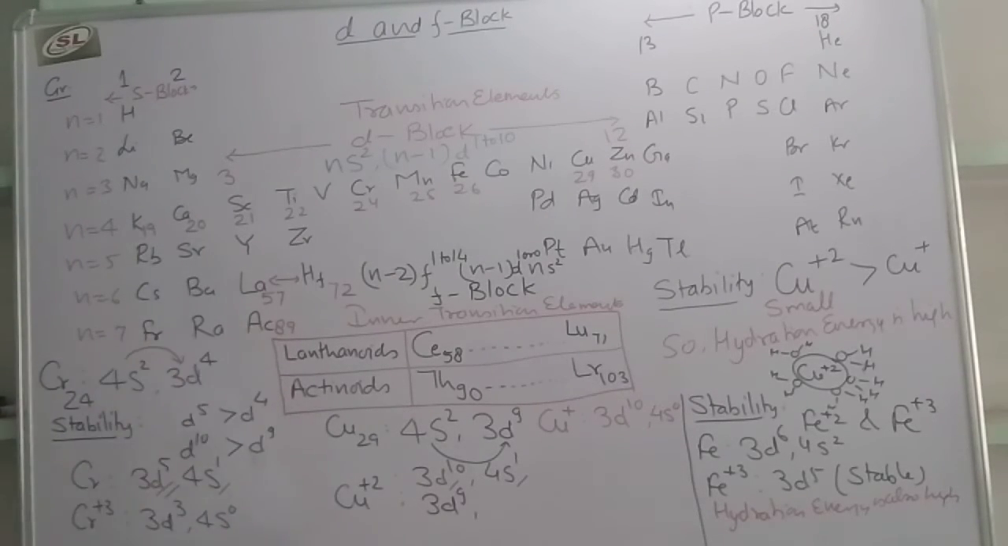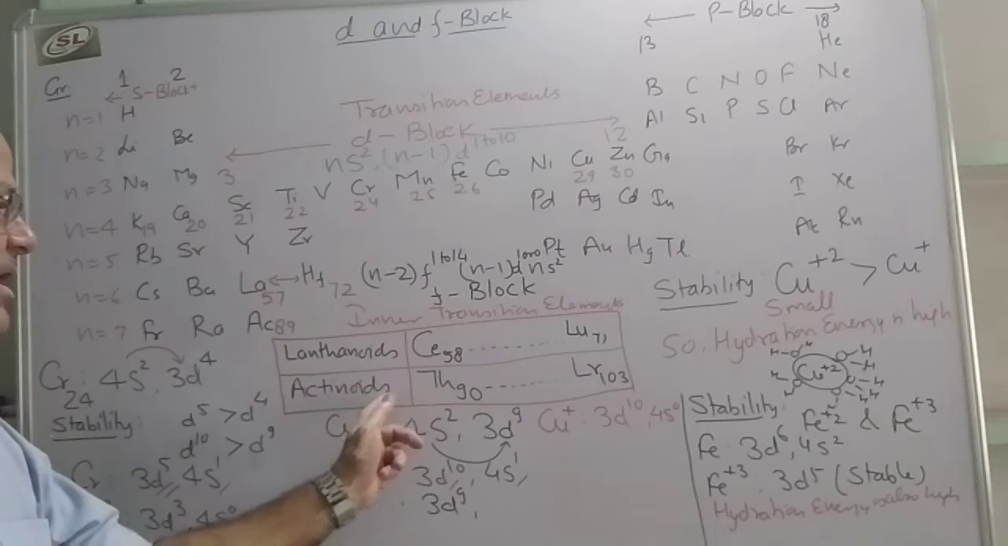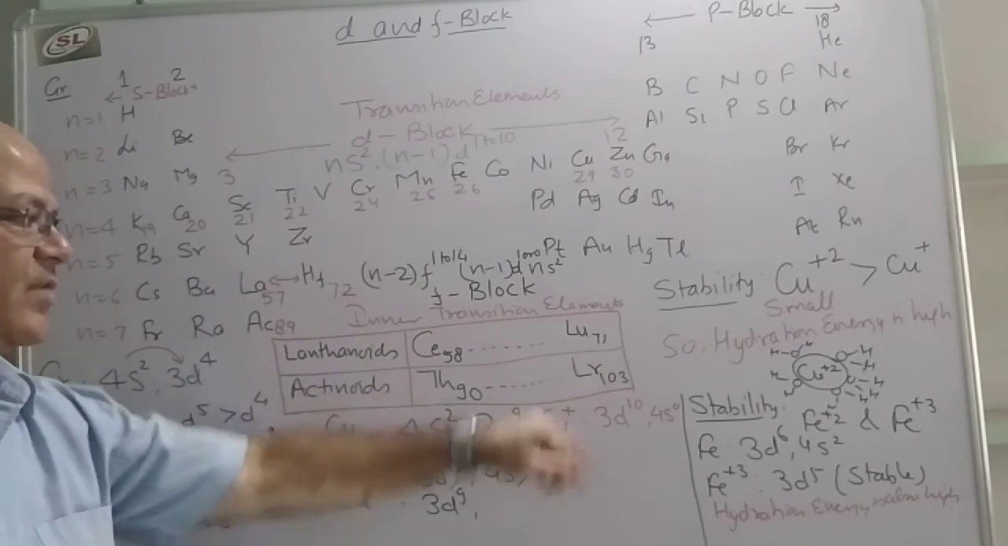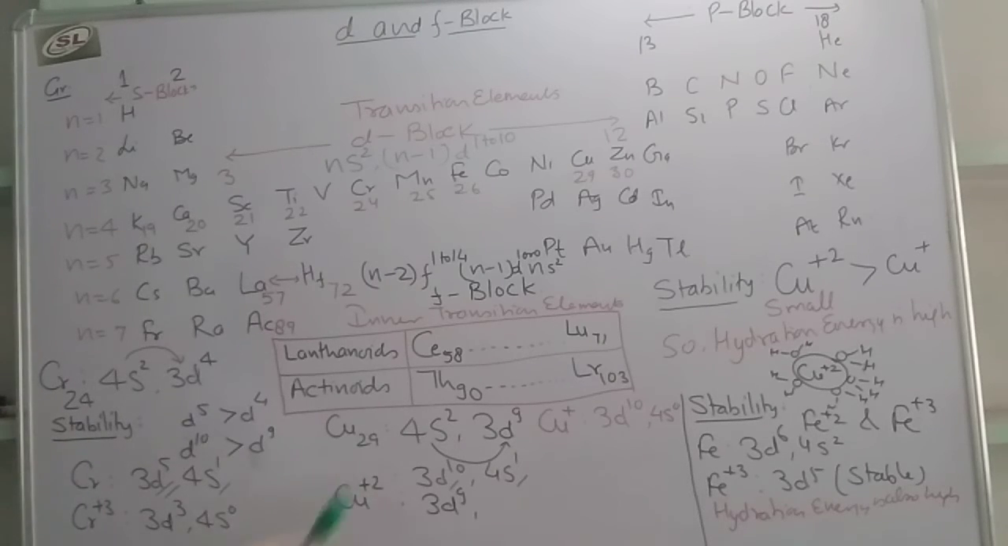Actinium has atomic number 89. The elements present after actinium are called actinoids, having atomic number 90 to 103, thorium to lawrencium.